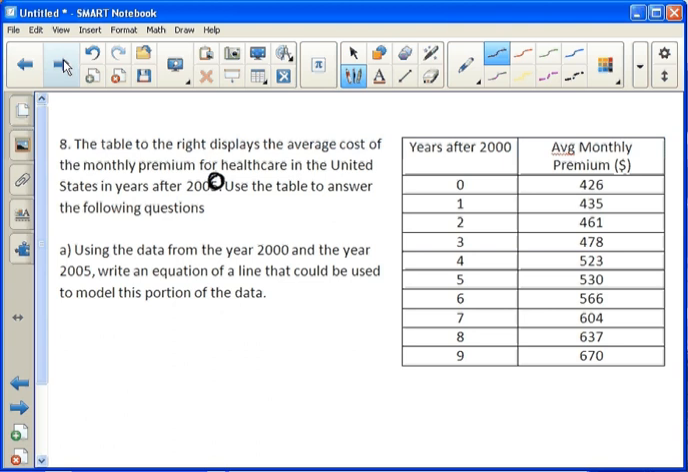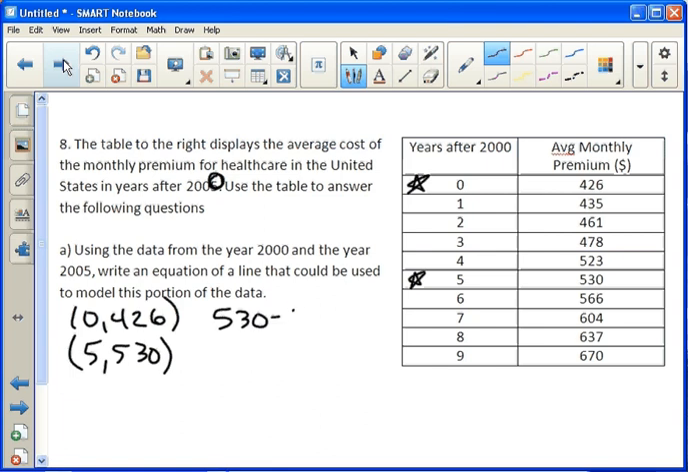So they're telling me to use this point, because that's 0 years after 2000, and that's 5 years after, so that's 2005. I have the ordered pairs (0, 426) and (5, 530). And notice it doesn't say use the years through those, it just says use those 2 years. That's why I'm just using those 2 points. So now I'm going to use the slope formula to find the slope between those 2 points. 530 minus 426 is 104 over 5. So that's my slope.